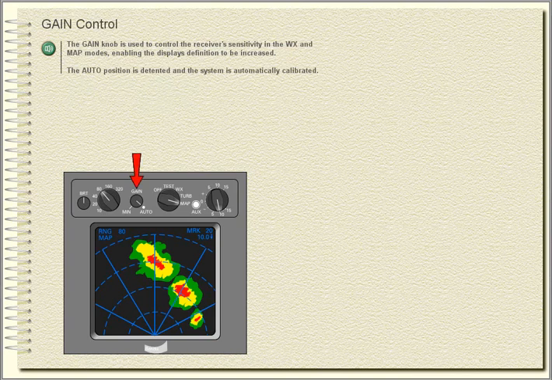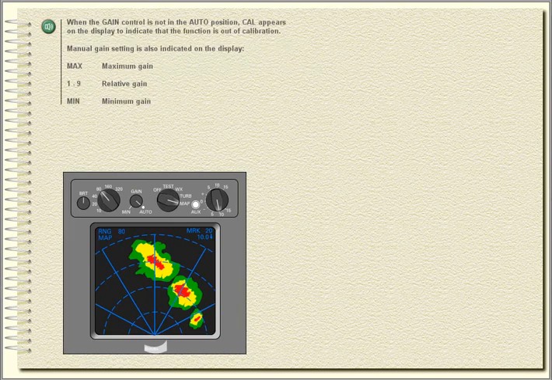Gain control. The gain knob is used to control the receiver's sensitivity in the weather and map modes, enabling the display's definition to be increased. The auto position is detented and the system is automatically calibrated. When the gain control is not in the auto position, Cal appears on the display to indicate that the function is out of calibration. Manual gain setting is also indicated on the display.